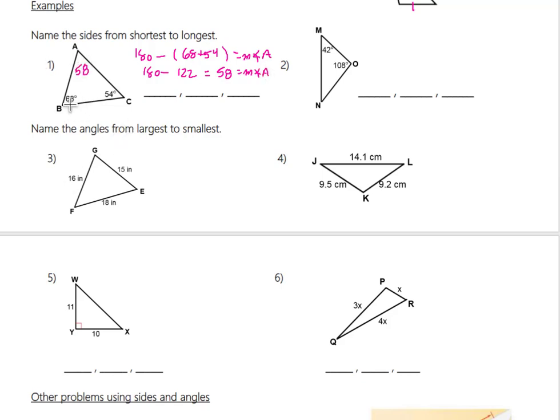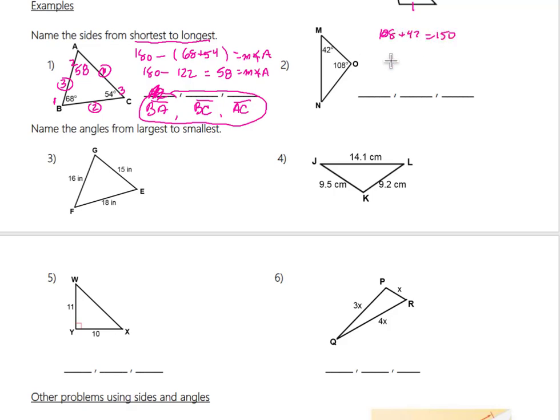Shortest side is going to be opposite the 54. That's going to be AB segment. The middle size angle is 58, so side BC is going to be the middle size segment because that's opposite that angle. And then the biggest angle in the triangle is angle B at 68, which means that side AC is going to be the longest side of the triangle. So we have BA, BC, and AC in order from shortest to greatest based on the angle measures.